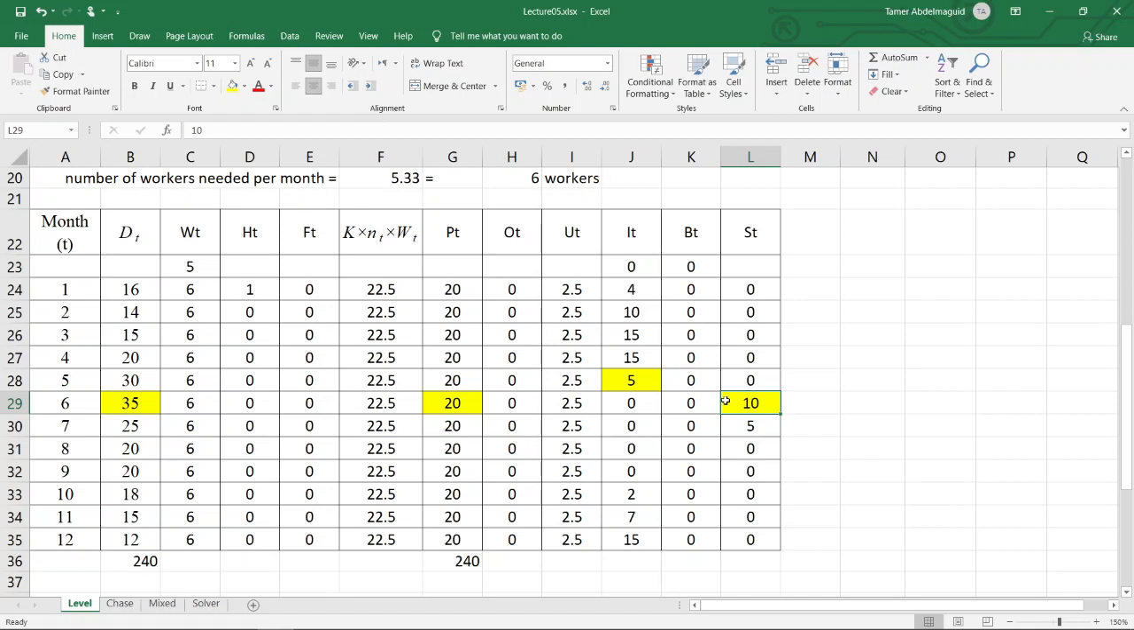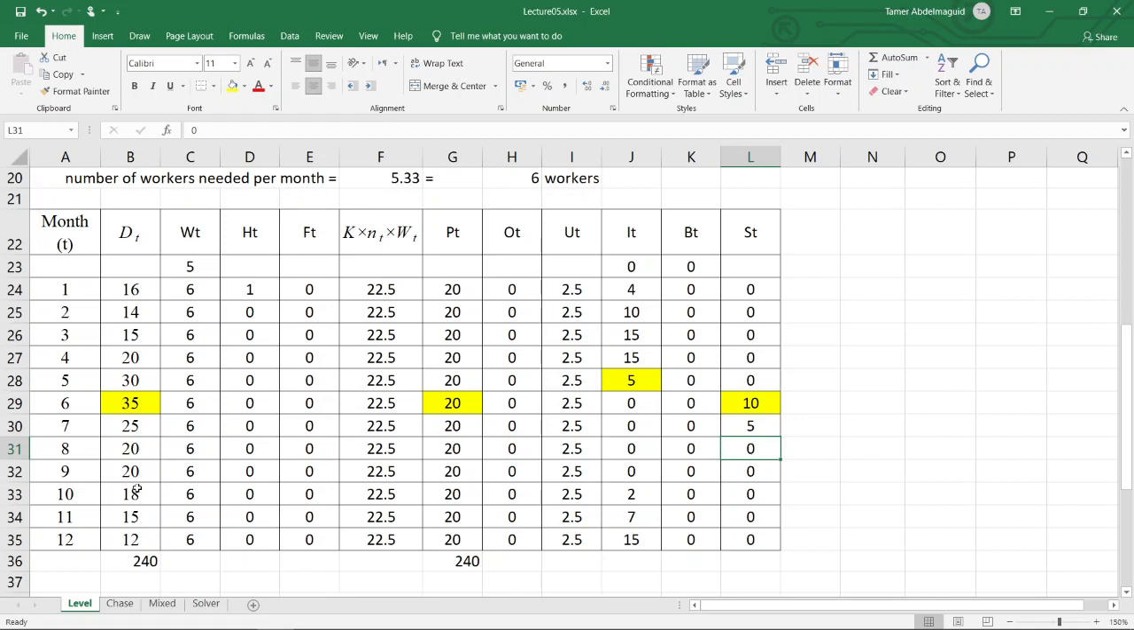Now, you continue the calculations similarly. Okay, let us see here. For instance, for these periods, 8 and 9, as you can see, we reach the situation in which the demand is exactly the same as the production capacity in the given period. So we end up not having any inventory or any subcontracted quantities.